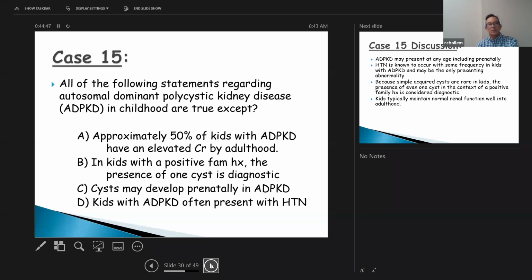So we'll stick with cysts. All of the following statements regarding ADPKD, autosomal dominant polycystic kidney disease in childhood are true, except A, approximately half of kids with ADPKD have an elevated creatinine by adulthood. B, in kids with a positive family history, the presence of one cyst is diagnostic. C, cysts may develop prenatally in dominant polycystic kidney disease. D, kids with ADPKD often present with hypertension. So which one is false?